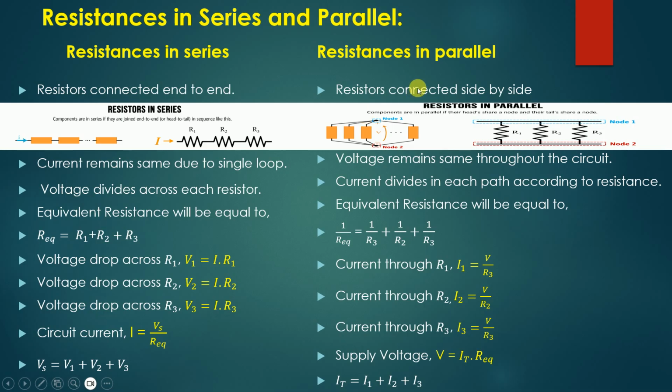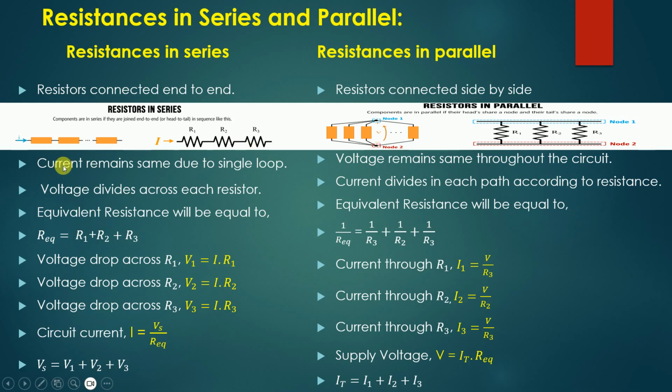Similarly, if we see the connection of resistors in parallel, in this connection resistors are connected side by side as shown in this figure. All three resistors are connected side by side, meaning their one sides are connected together and the other sides are also connected together. So we can call this connection a parallel connection because all these resistors are connected side by side.